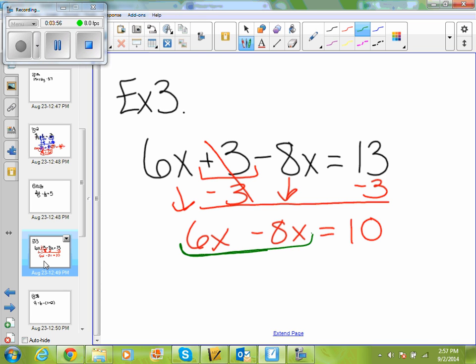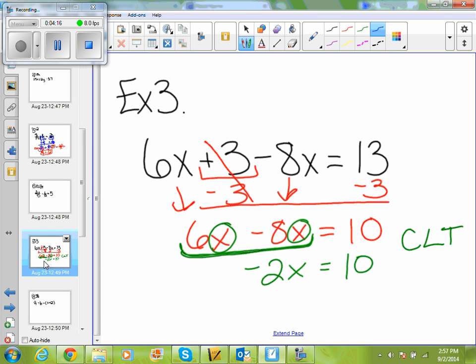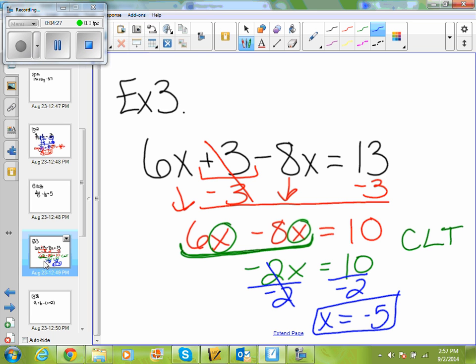So we have this 6x and this 8x, right? They're both x's, so they're considered like terms. So we need to combine like terms. So what is 6 minus 8? Negative 2. So this simplifies to negative 2x equals 10. Once we have that, then how do we get rid of multiplication? Division. So divide by negative 2, divide by negative 2. So x equals negative 5. Perfect.